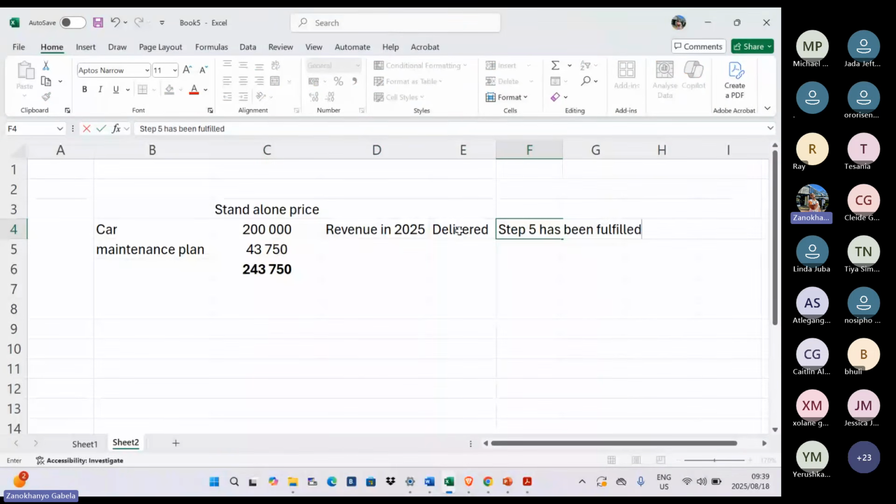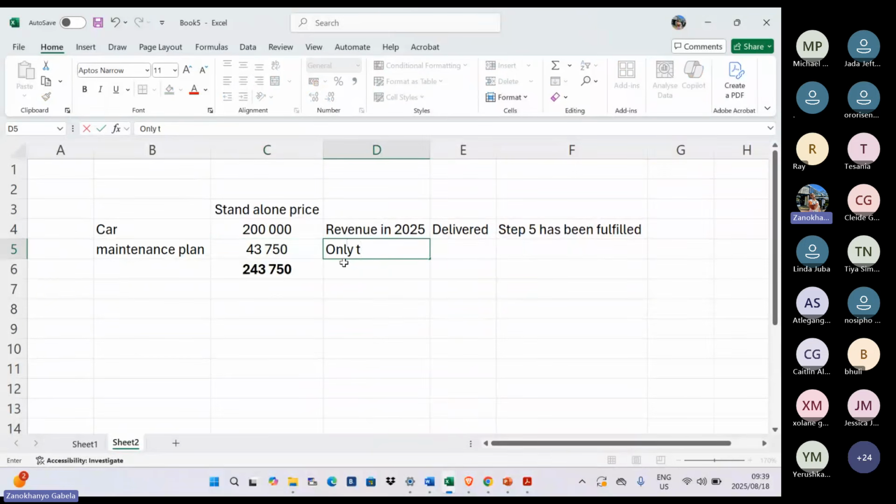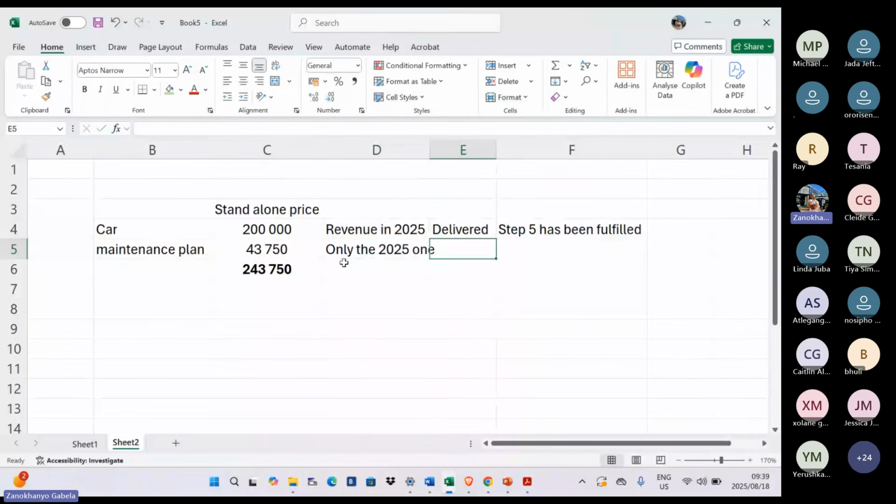That means now we're in a position to recognize the revenue. But with the other one, maintenance, we can't recognize this amount because it's over a period of 5 years. That means we only need to recognize the amount attributable to the current year, only the 2025 one. So how do we do this?